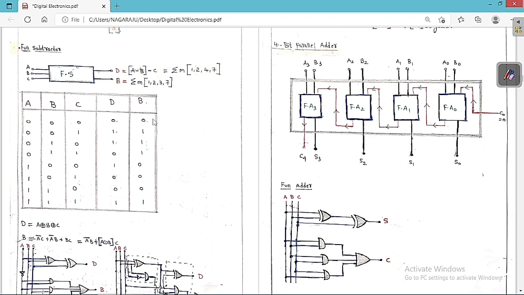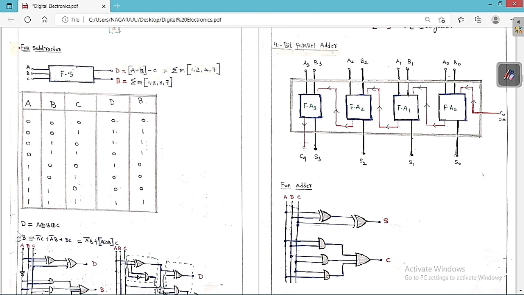Then for the borrow, here also we are going to take the min terms. You can see clearly it is having 1 for m1, m2, m3 and m7. Only these have the output as 1. So we write the output expression in terms of min terms in SOP: sigma m of 1, 2, 3, 7. All these min terms we have to add, so we get the output for the difference and the output for the borrow. This is basically in terms of the standard format.